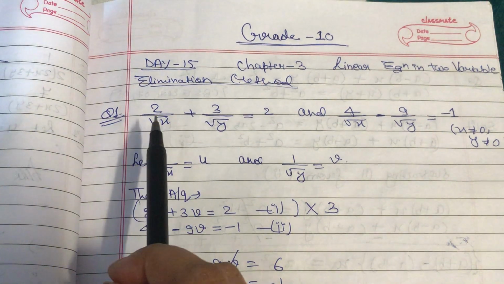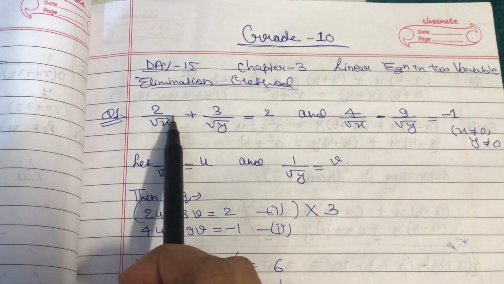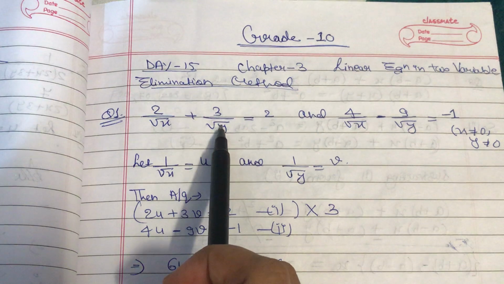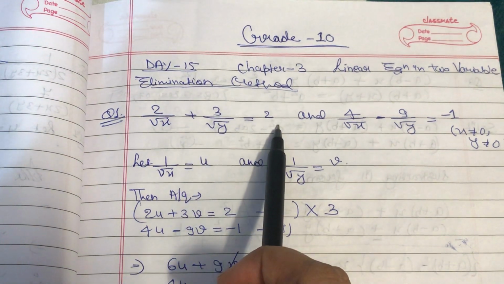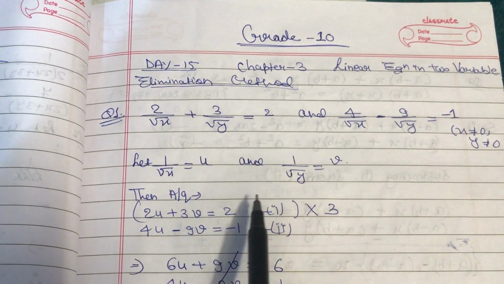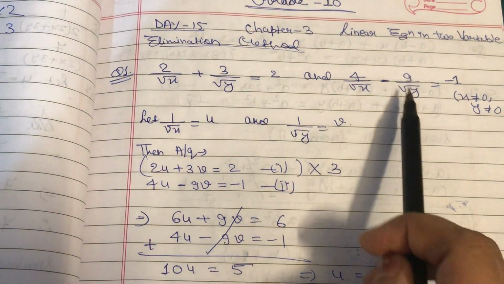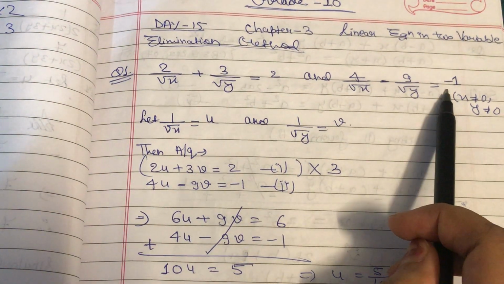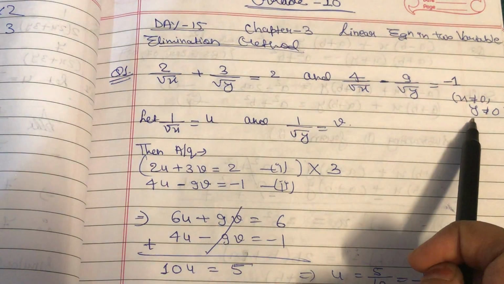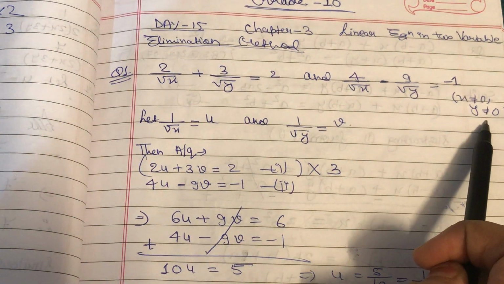So the first question is 2 by under root x plus 3 by under root y equals 2. This is my equation 1. And the second equation is 4 by root x minus 9 by root y equals minus 1, where the values of x and y cannot be equal to 0.